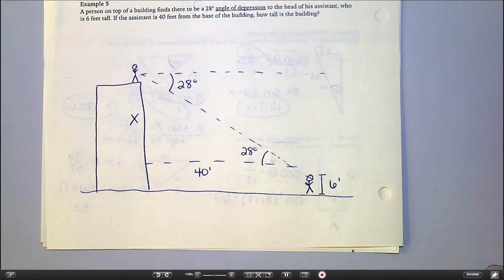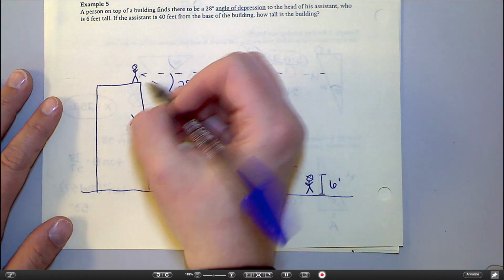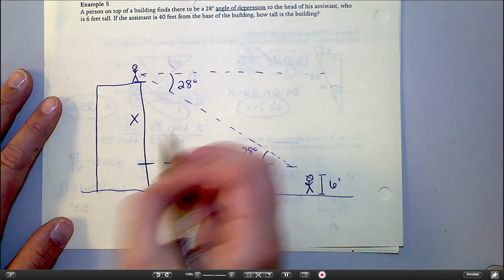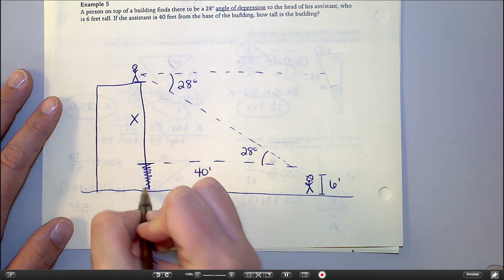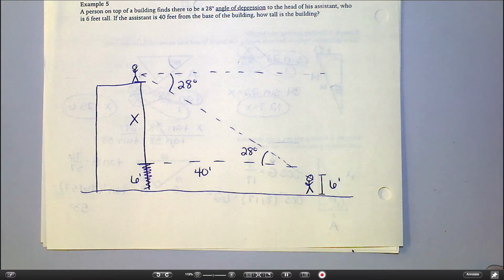When I find x, is x my answer? What do I still have to do? Yes, I'm adding 6 feet, because the x is going to represent from here to this guy's sight line, but then this is an extra 6 feet. So if I want the total height of the building, I'm going to find x and add 6 to it. Emily?